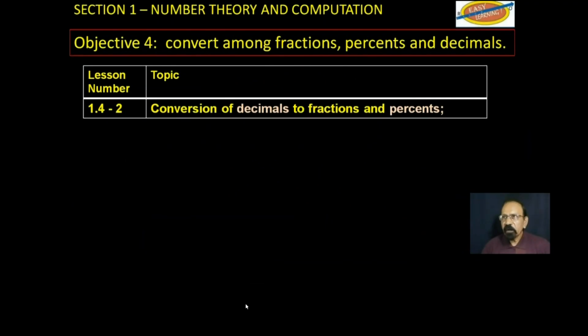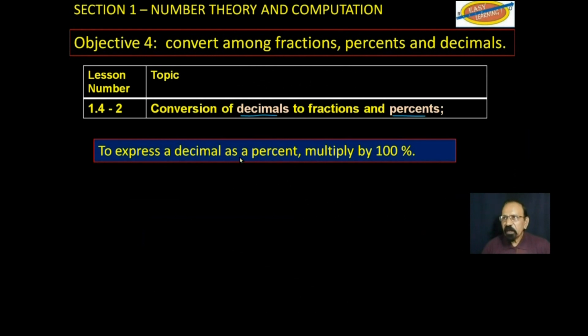So continuing with conversion of decimals to percent, we said to express a decimal as a percent, you multiply the decimal by 100%. So if you have 0.5, you multiply it by 100%. To multiply by 100 means you shift the point 2 places to the right. So you shift it 1 place, 2 places, and you get 50%. It's as easy as that.